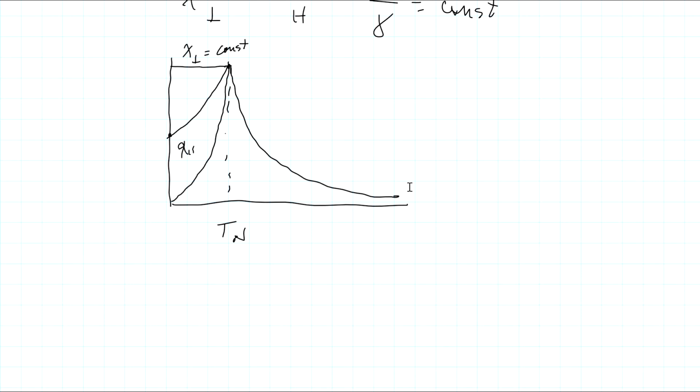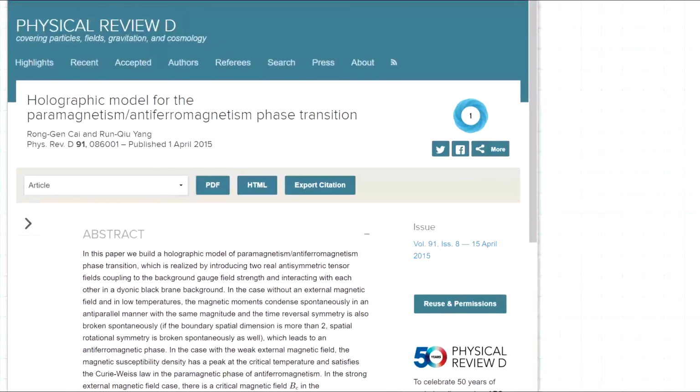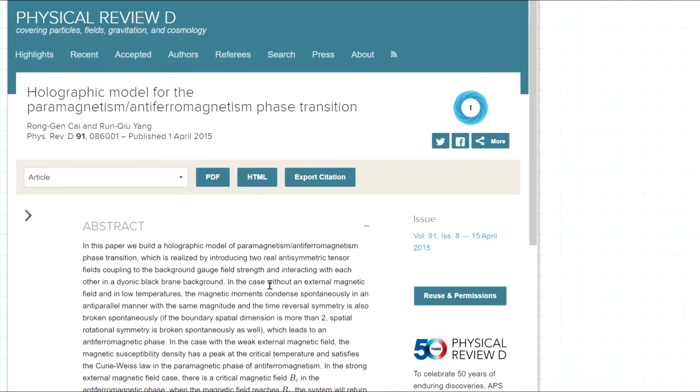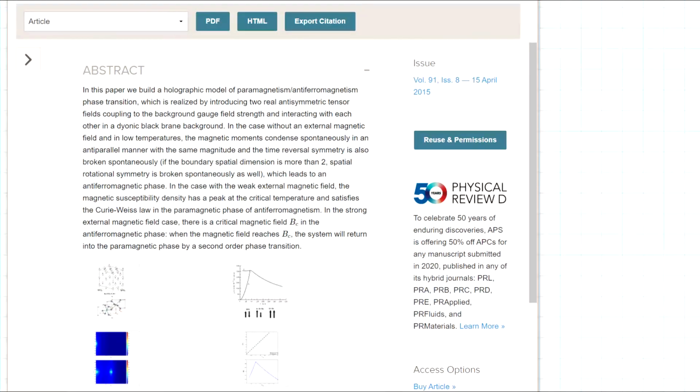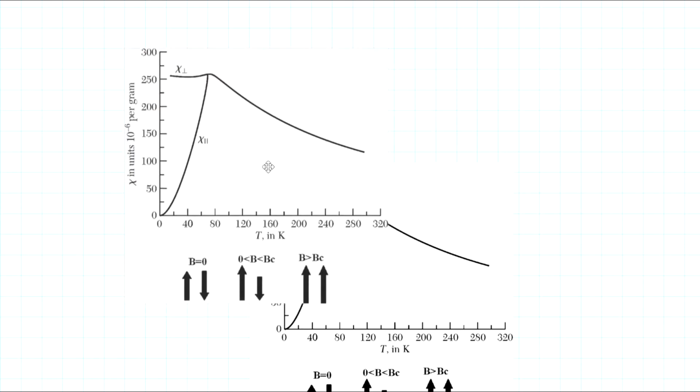So now let's take a look at one of the examples. I took this example from a scientific paper. So here is this paper. It's a PhysRev paper by these authors, published there. They're modeling the ferromagnetism and paramagnetism phase transition. And in this paper, there is this graph that I will use.